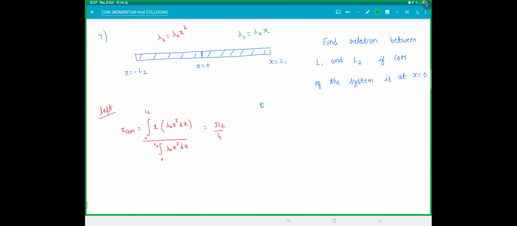For the right one, the x center of mass will be again x into lambda naught x dx, 0 to L1, by integral lambda naught x dx, 0 to L1. This will be 2L by 3. Similarly, let's find the mass also. M1 will be integral dm, which is integral lambda naught x dx, 0 to L1. This is lambda naught L1 square by 2. That is the mass of the right side rod.